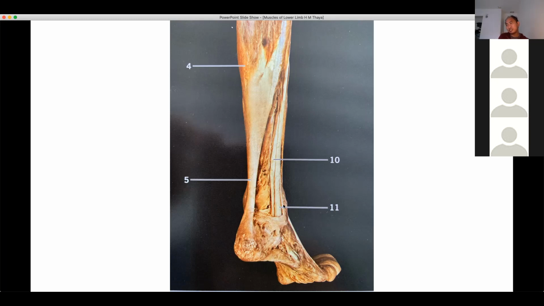Peroneus brevis is closer to the bone, the lateral malleolus, and peroneus longus is a long tendon running just posterior to the peroneus brevis. So this anterior tendon is peroneus brevis. This posterior tendon is peroneus longus. Longus and brevis are in the peroneal compartment, which is on the posterior and lateral aspect of the ankle and the leg.